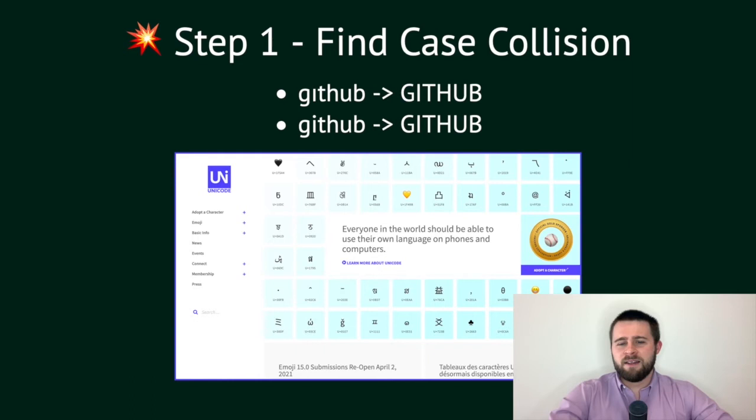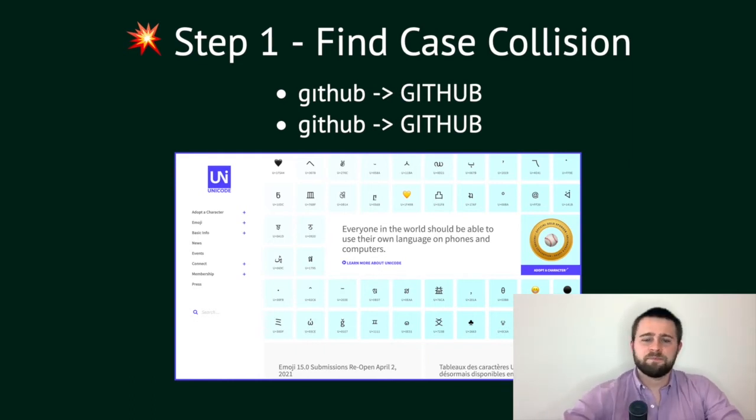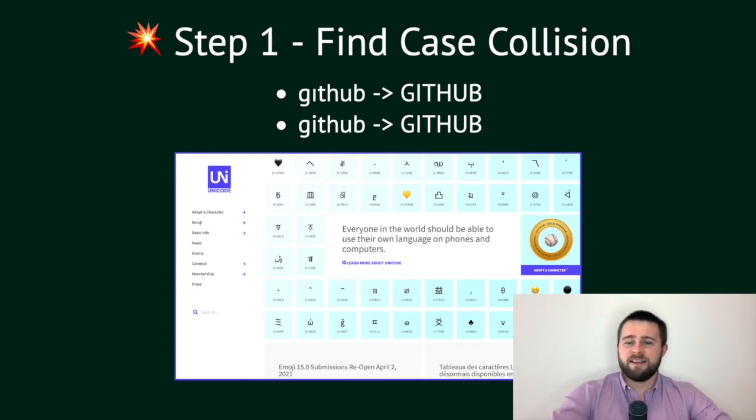So the first step here was case collisions. And what is a case collision? In Unicode, all of the letters from all of the scripts that humans use are represented or are planned to be represented. And uppercase and lowercase are not simple concepts. They're not a one-to-one mapping. So you might see on the left here, we have two lowercase versions of the string GitHub that would uppercase to the same GitHub, uppercase GitHub on the right.